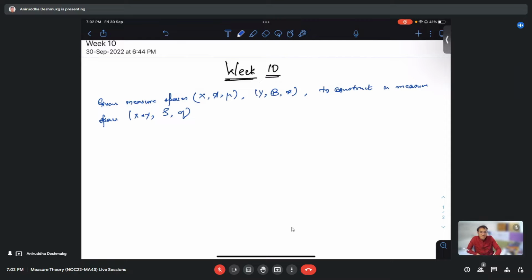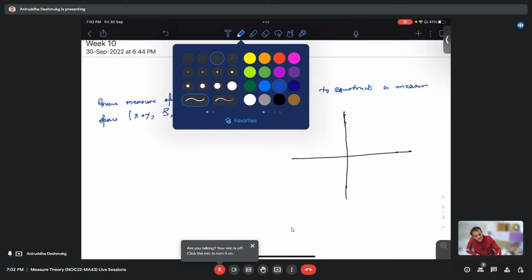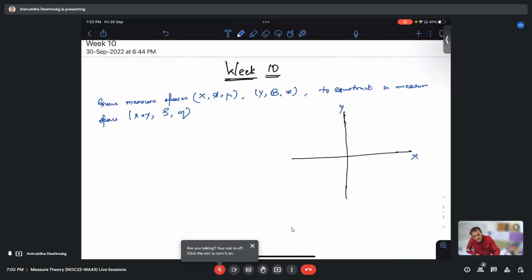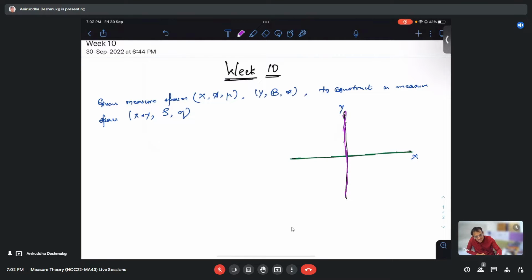So the general method of doing this was X cross Y, usually we denote it like this. If it were both R and R, we would have denoted it with the plane. So we continue using that notation to denote our X and Y. One of the axes is X, the other axis is Y. On this green line, we know what the measurable sets are. On this purple line, I know what the measurable sets are. I want to know what the measurable sets are in this sort of plane that is formed by X and Y. So this is not the actual plane. This is just a diagrammatic representation.